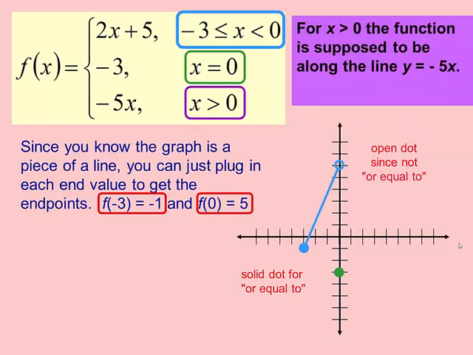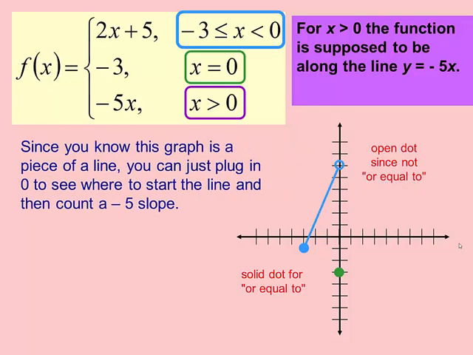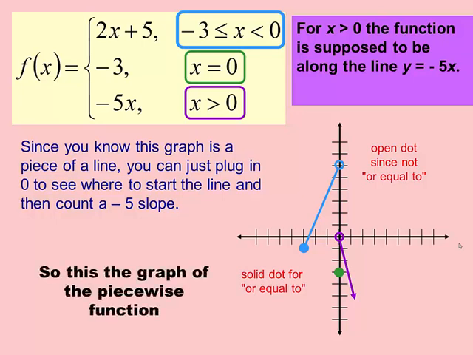We're looking when x is greater than 0, and we want to follow the line y equals -5x. So we know that that is a line whose y-intercept is 0 and slope is -5. So we could start there at 0, and then we could go down 5 and over 1, and draw the line. Again, an open circle on that endpoint because it doesn't have or equal to. It's just where x is greater than 0. So all of these pieces combine to make the graph of this piecewise function.